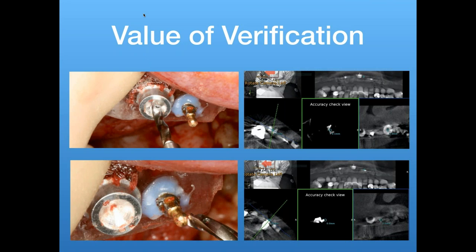So we can check the verification by placing the tip of the drill into the center of a ring fiducial, or we can place it onto the head of a mini implant. And this gives us verification that the tracing and the registration in either way has been successful.